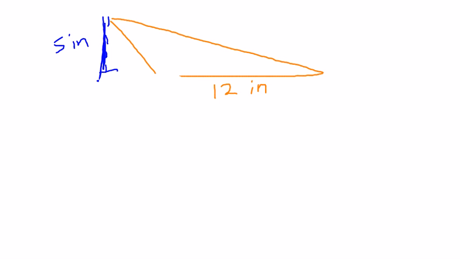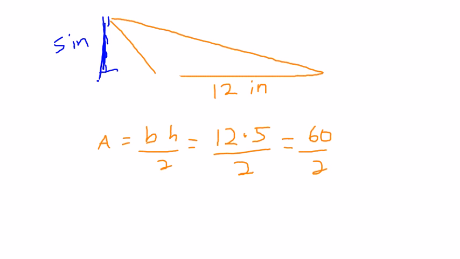So the area of this triangle is going to be area equals base times height divided by 2. Our base is 12 times our height of 5 divided by 2. 12 times 5 equals 60, and 60 divided by 2 equals 30 inches squared.